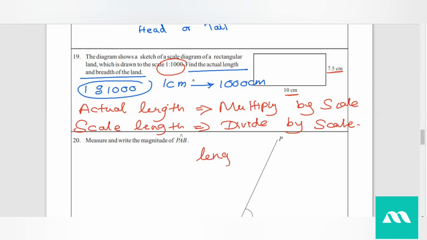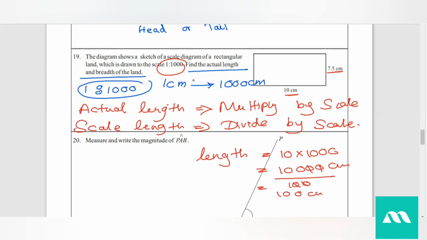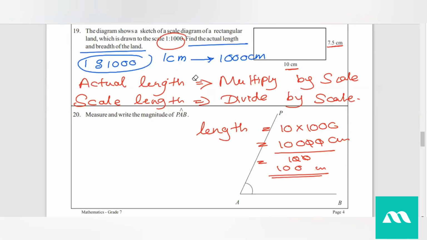Then length is equal to 10 by 1000, that is 10,000 centimeters. Then convert this into meters by dividing by 100. Then the answer is 100 centimeters. Sorry, 100 meters. Okay, 100 meters.